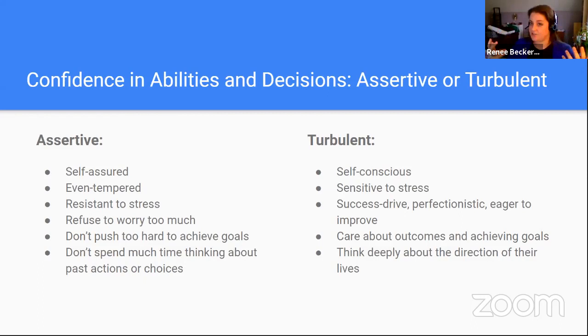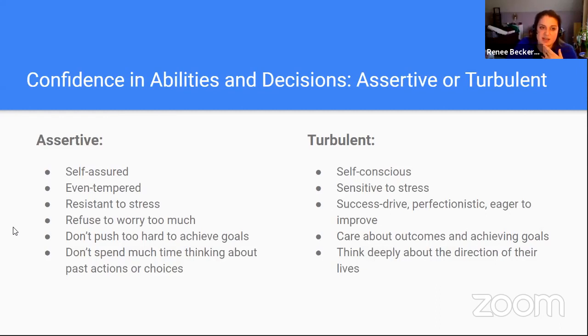And then when you're turbulent, that typically means that you're sensitive to stress. You're very success-driven and eager to improve, which can be great. You care about outcomes and achieving goals, and you think deeply about where you want to go in life. So whenever you're picking between these different options, neither one is better or worse than the other. They're just ways that you process and function, and process your identity.